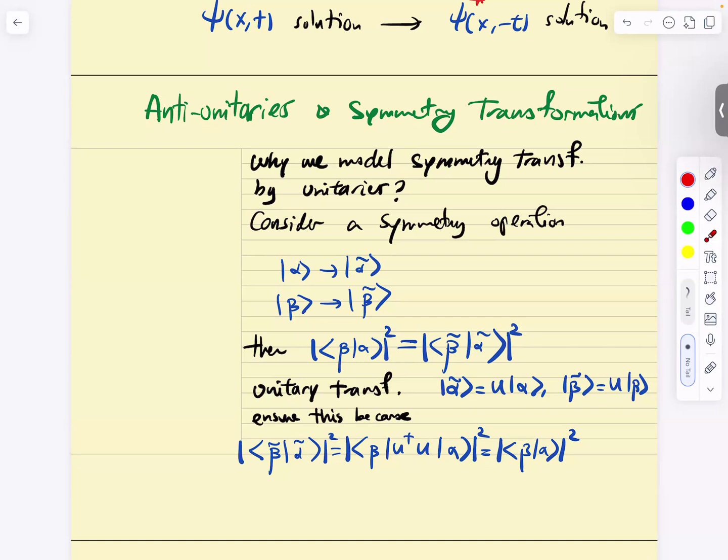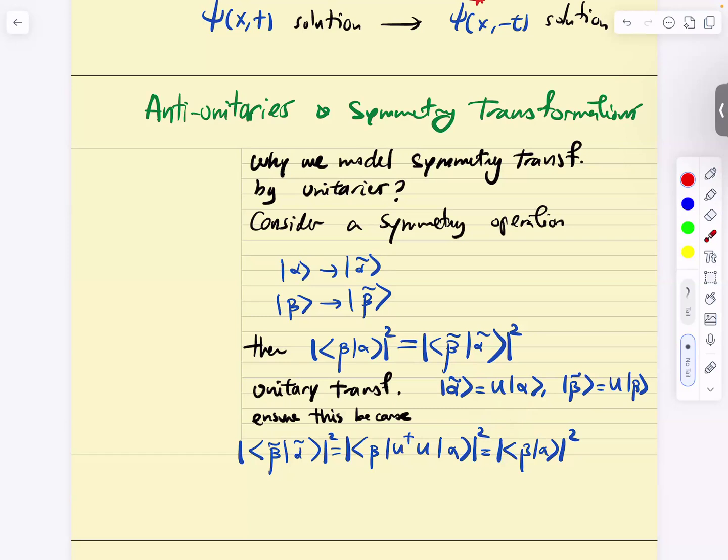Because the probability of having some ket alpha and finding it in some other ket beta is the overlap of alpha and beta squared. We would say it's a symmetry if, when you transform both alpha and beta, the probability doesn't change, right? Is that clear? The probability for any physical transition going from some state to another state is the overlap of alpha and beta. Any physical process should not change under a symmetry transformation. The probability of its occurrence shouldn't change.